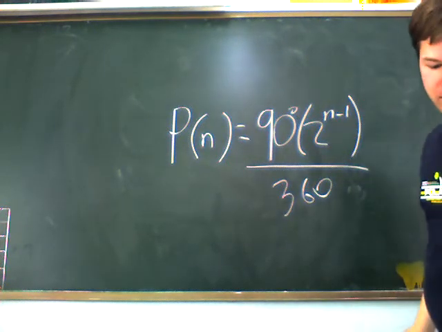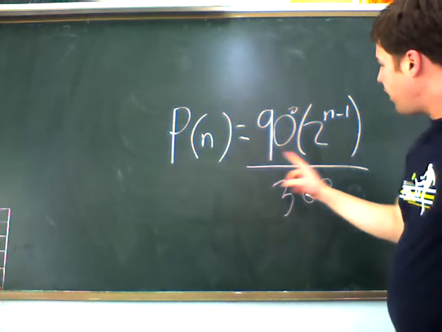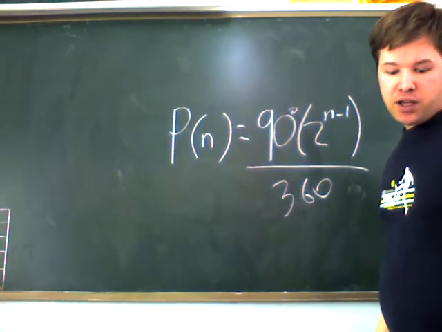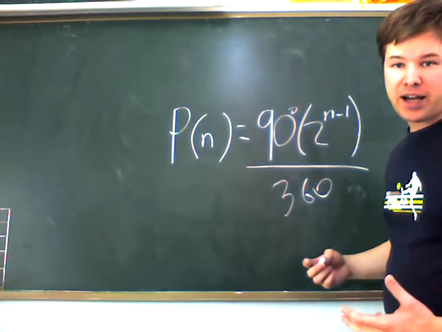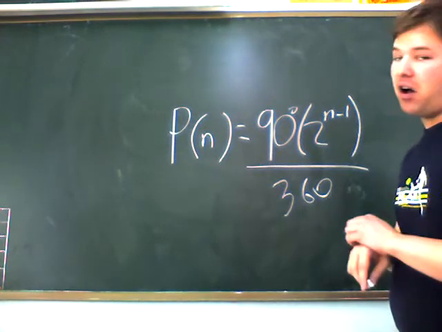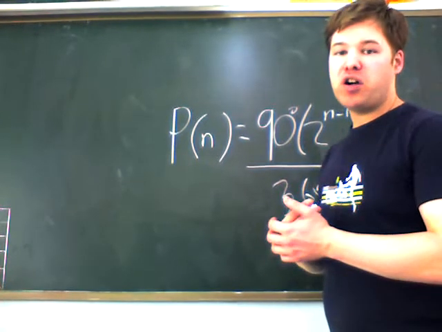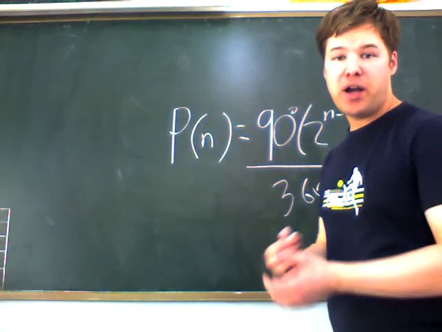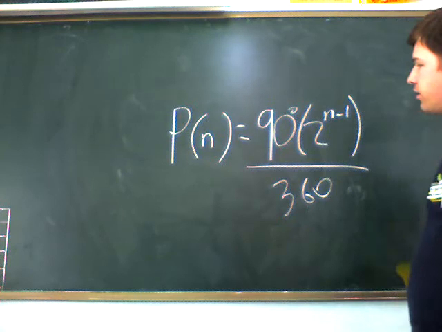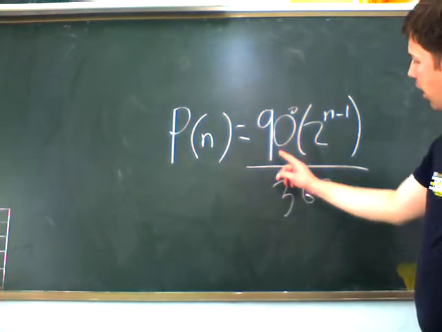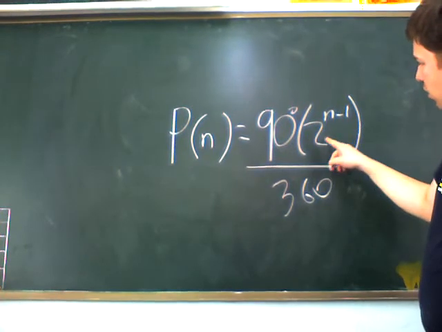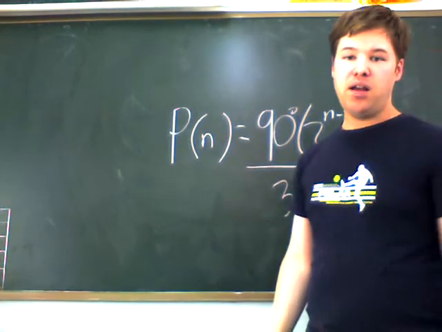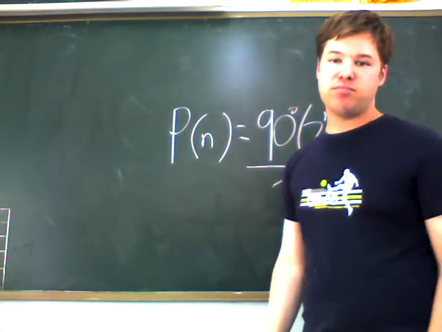The higher number of n means the higher number of sides of the polygon. So the higher the number of sides, the more accurate you can be, and also the more non-zero solutions to the equation that you will find. So that's P as a function of n: 90 degrees, all multiplied by 2 to the n minus 1, all over 360. So there you go. There's your polygon equation, and see you next time.